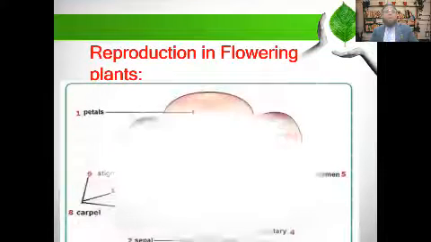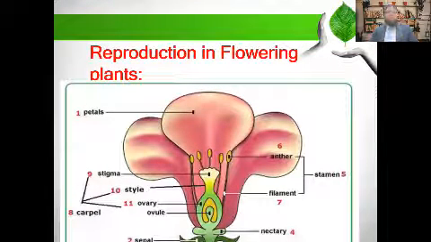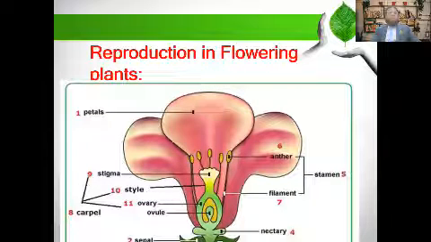Now, reproduction in the flowering plant. As you can see, the flower is the most attractive part of the plant, and it's a reproductive part. It has different parts, as you can see here.